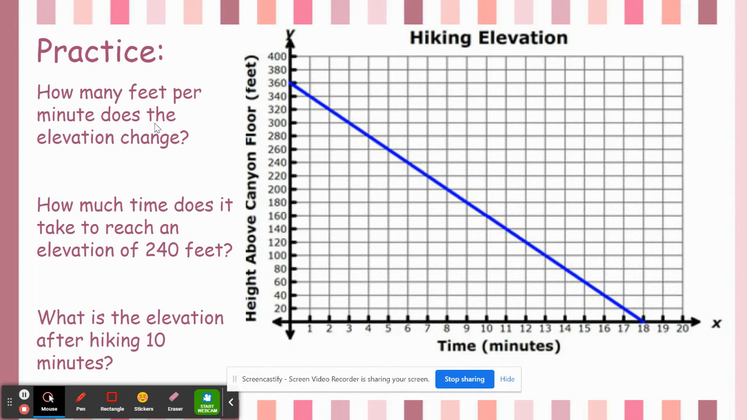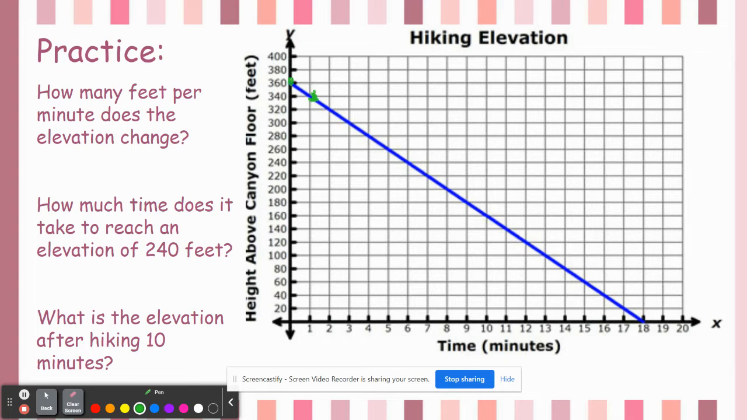How many feet per minute does the elevation change? Well, feet per minute, if you notice, means our rate of change. So we're going to find 2 points on the graph that are easy to understand because they have to be at intersections. My favorite, as you know, is always a y-intercept, so a number on the y-axis. So 360 is where I'm going to start. And I can also use this number here because that's perfectly at an intersection.